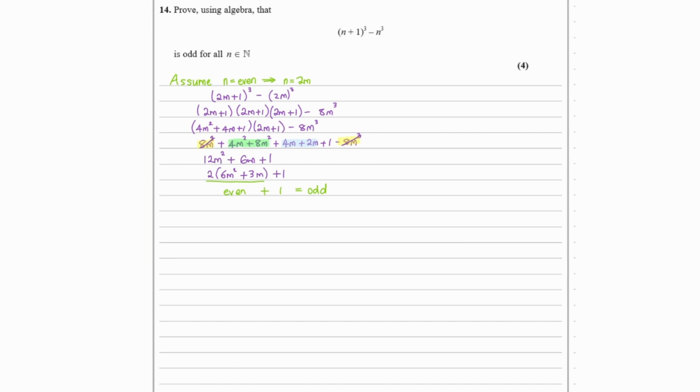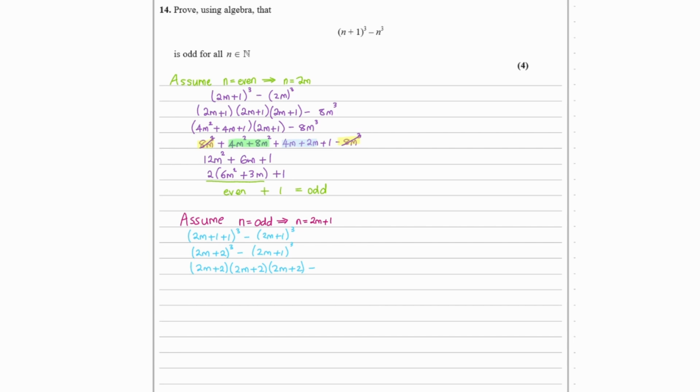We can now check the same for when n is an odd number. So assuming that n is an odd number, this would imply n would be equal to 2m + 1. If we now substitute 2m + 1 wherever we've got n, the first bracket would be (2m+1+1)³ − (2m+1)³. We can further write this in a simpler way as (2m+2)³ − (2m+1)³, which means that we are multiplying this bracket by itself 3 times.